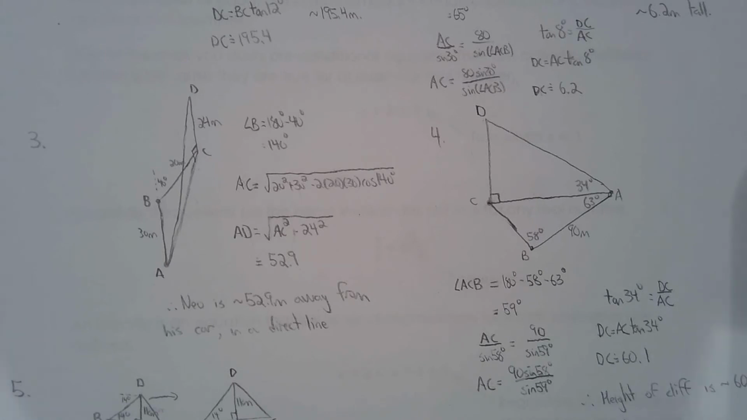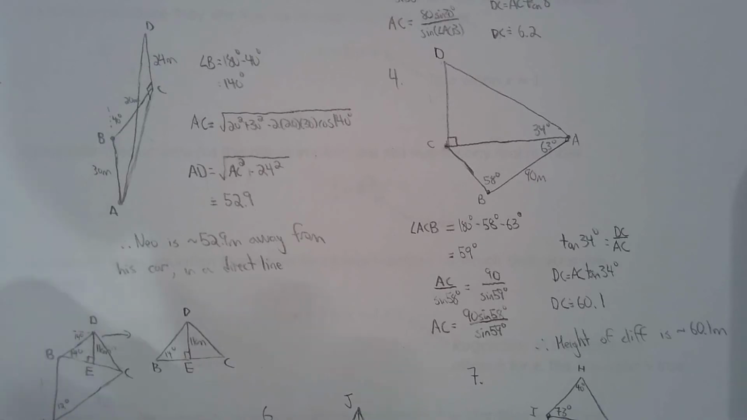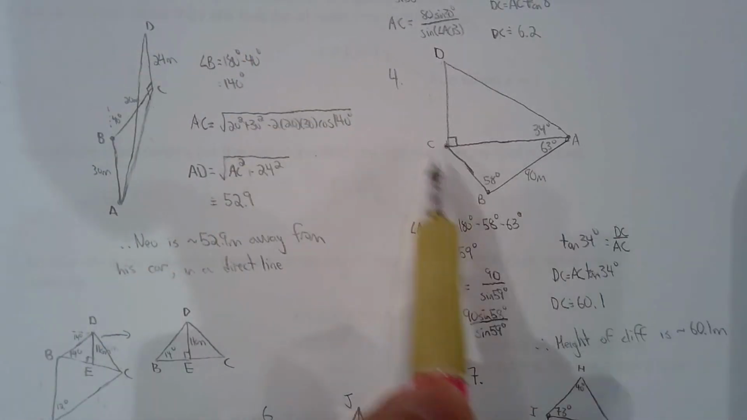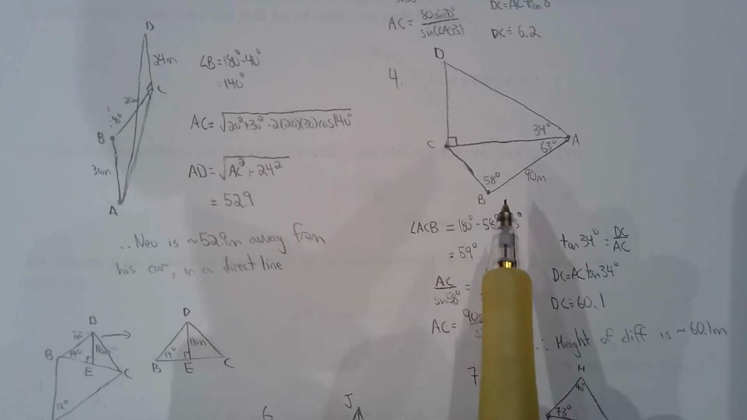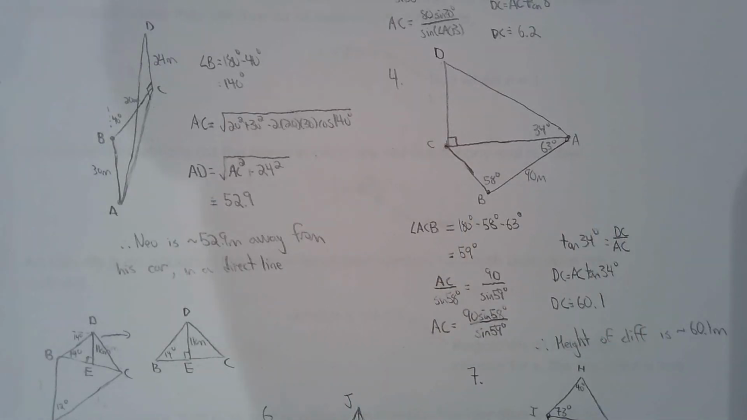All right, question 4, beautiful question, no diagram. For question 4, we were trying to find the height of the cliff, which I've labeled as DC. Triangle ABC is along the ground, which is not a right triangle, and triangle ACD is a right triangle. So number 4 is very, very similar to question 2. It's basically the exact same strategy.